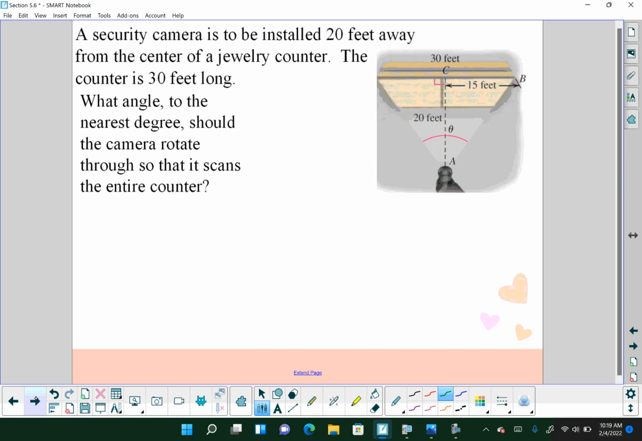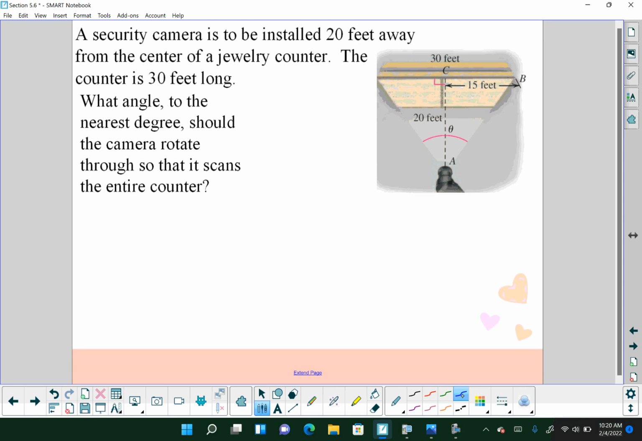All right, our last problem of this lesson is actually something that probably is going to look familiar to you from Algebra 2. So this is just right triangle trig. It's allowing us to solve for an angle in a right triangle now using our inverse functions. This is going to be a calculator problem. So here it says a security camera is to be installed 20 feet away from the center of a jewelry counter. The counter is 30 feet long. What angle to the nearest degree should the camera rotate through so that it scans the entire counter?